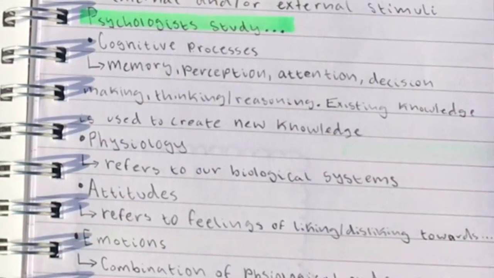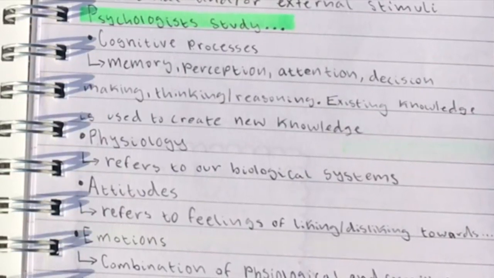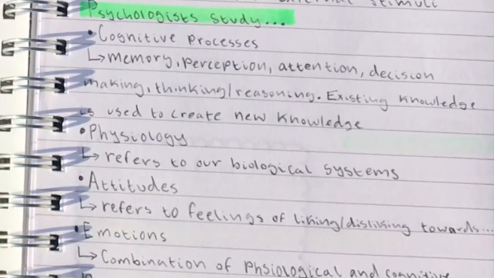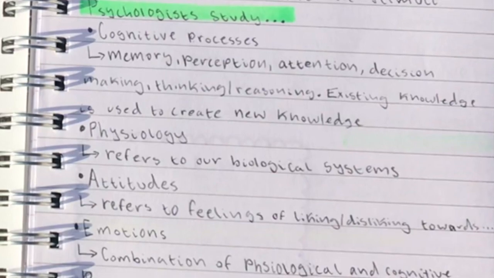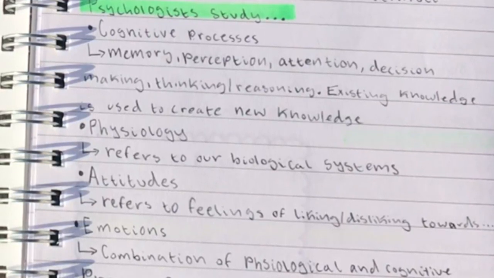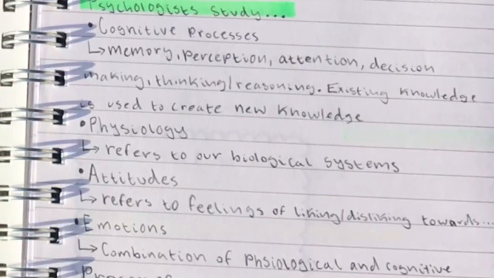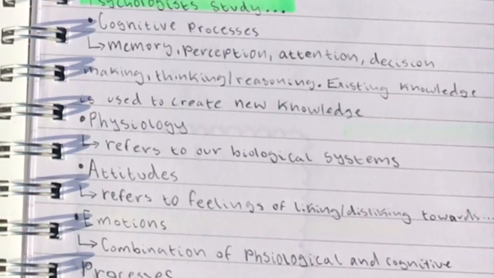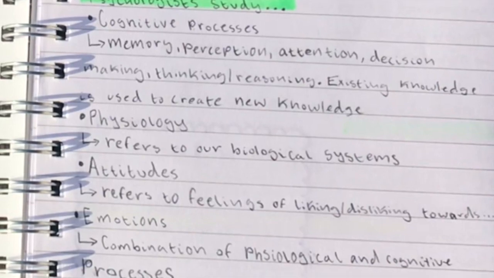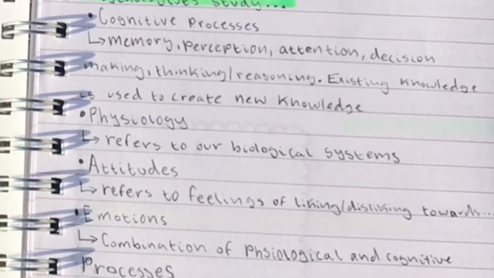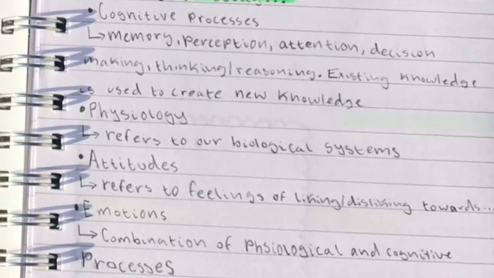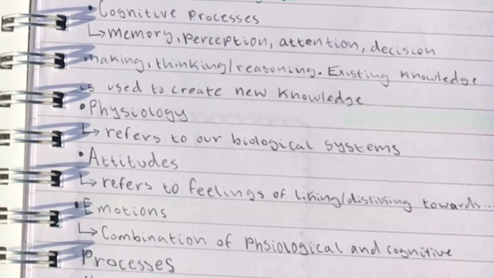Physiology, which refers to our biological systems. For instance, photosynthesis is a physiological process. I mean, obviously that is not in humans, but I'm just saying like a biological system. Attitudes refers to feelings of like or dislike towards a person, place, or item. Emotions, which is combinations of physiological and cognitive processes.